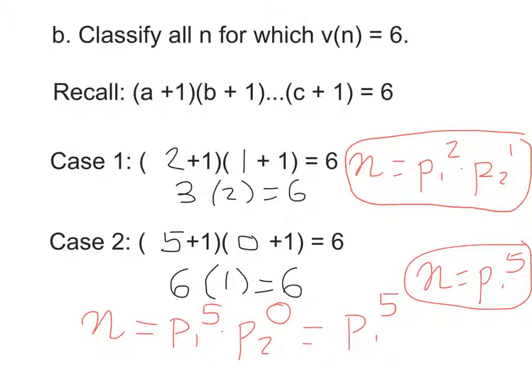So in conclusion, for classifying all n for which v sub n equals 6, the first case is when n is equal to some prime to the 2nd power times a different prime to the 1st, and then also when n is equal to some prime to the 5th power. And this all relates back to our idea of adding 1.